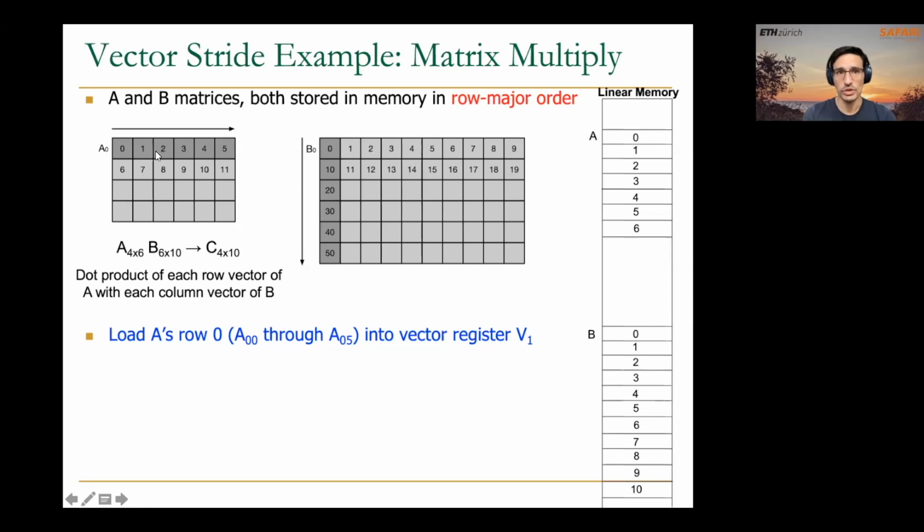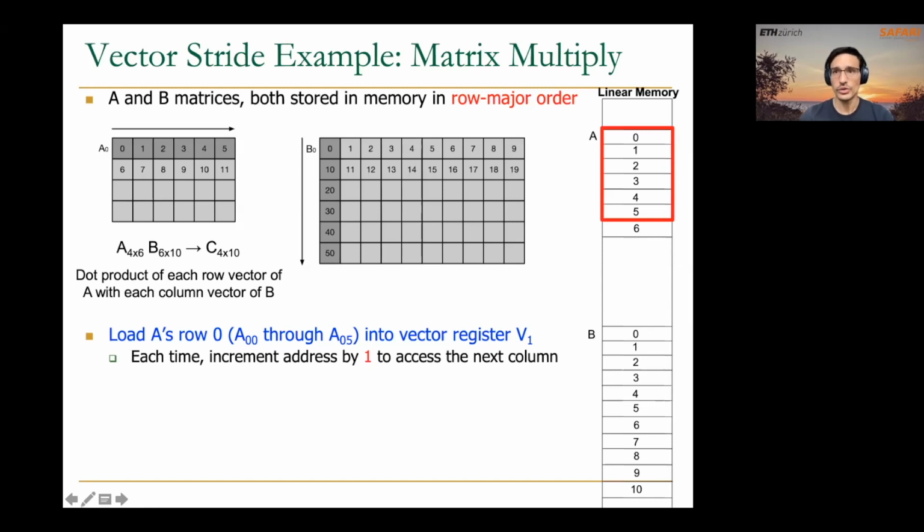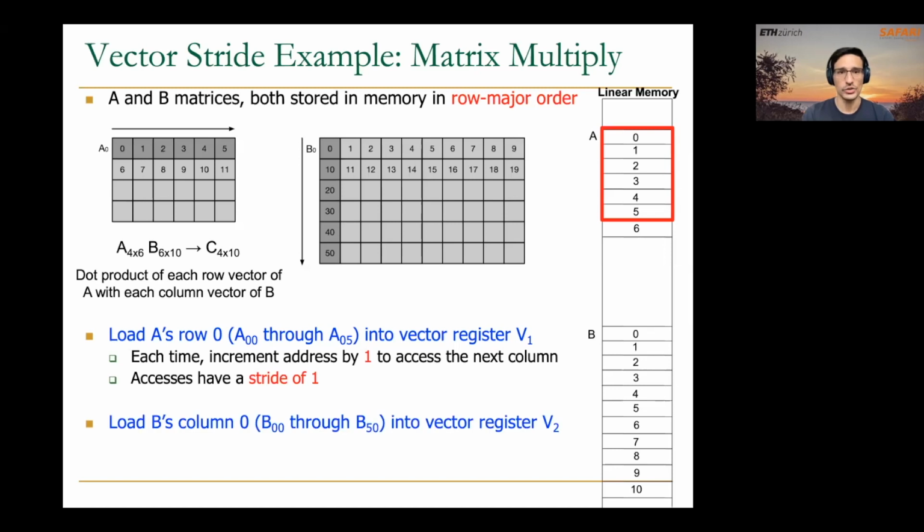So the stride between elements 0, 1, 2, 3, 4 is only 1, as you can see in memory. So in this case, every time that we are going to access with our load unit one of these elements in memory, we have to increment the address by 1 to access the next column, the next element in the row. So the stride here is 1.